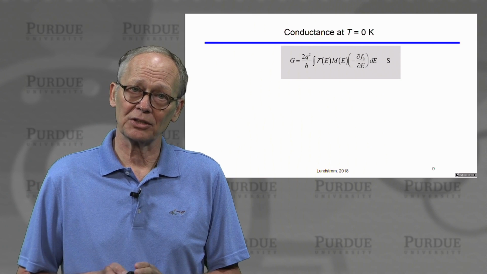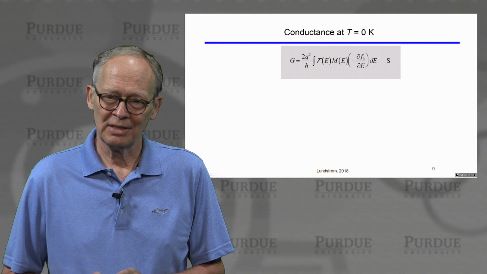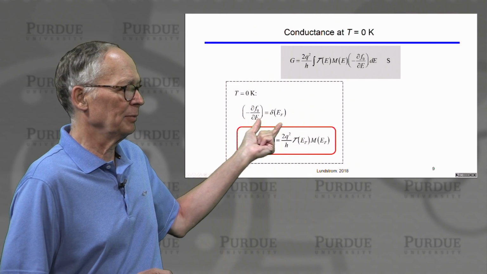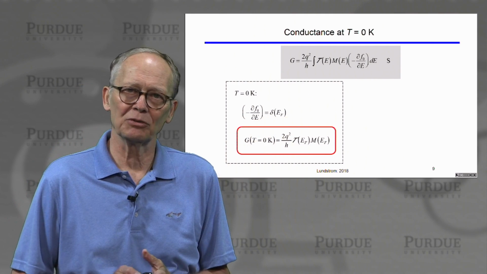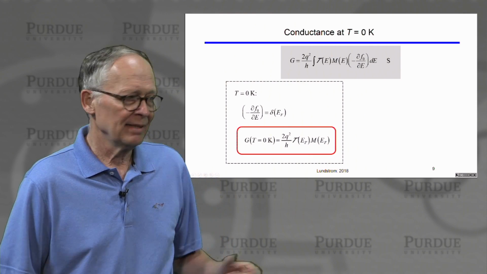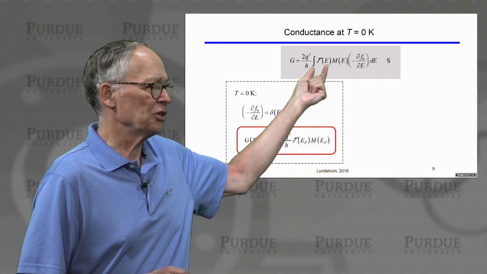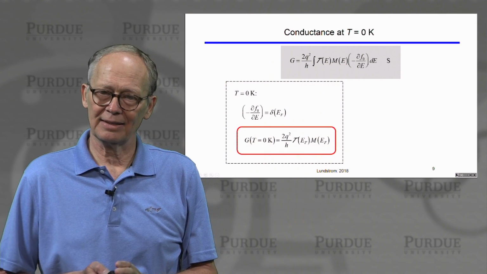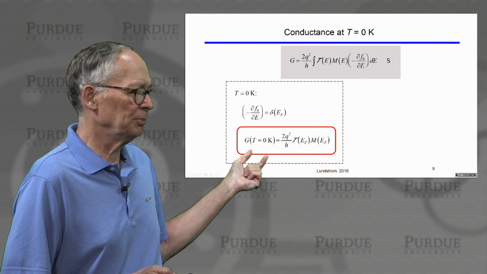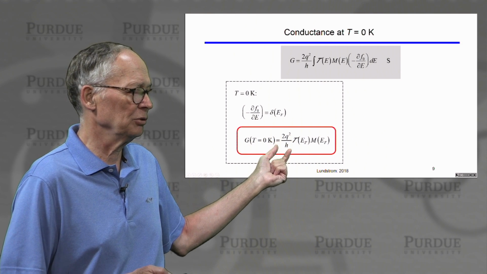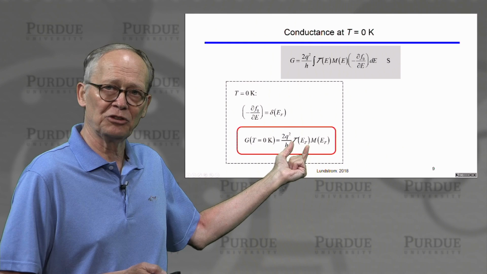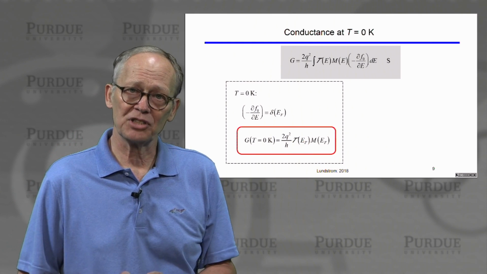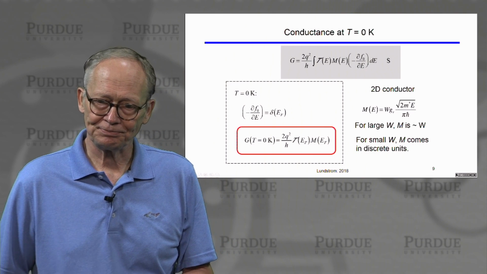Let's take a look at this current at t equals 0. Remember, at t equals 0, this derivative of the Fermi function acts like a delta function at the Fermi energy. That means when I do this integral, we just pull out the transmission and the number of mean free paths at the Fermi energy. And we get a very simple expression for the conductance. It's 2q squared over h times the transmission for electrons with an energy at the Fermi energy times the number of channels at the Fermi energy.